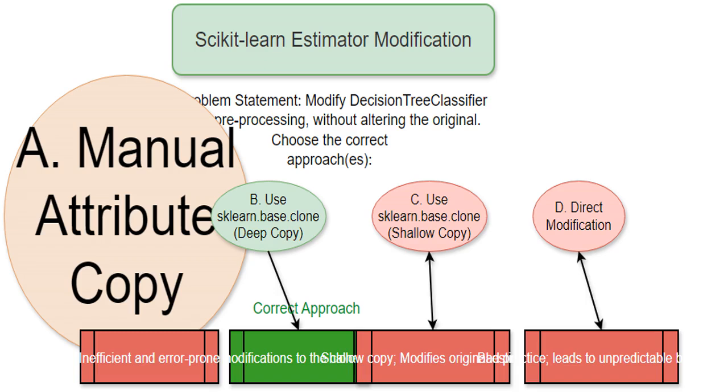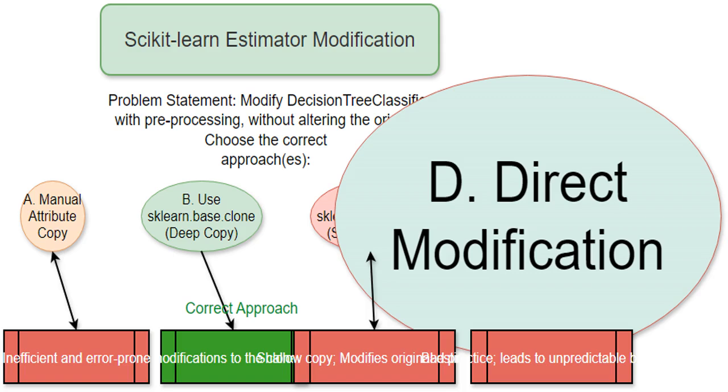If I create a shallow copy, changes to my copy will also affect the original decision tree classifier. This is incorrect. I need to keep the original unchanged. I'm using Sklearn base clone to make a deep copy, so changes to the copy will not affect the original. This ensures that my pre-processing steps don't mess up my original model.